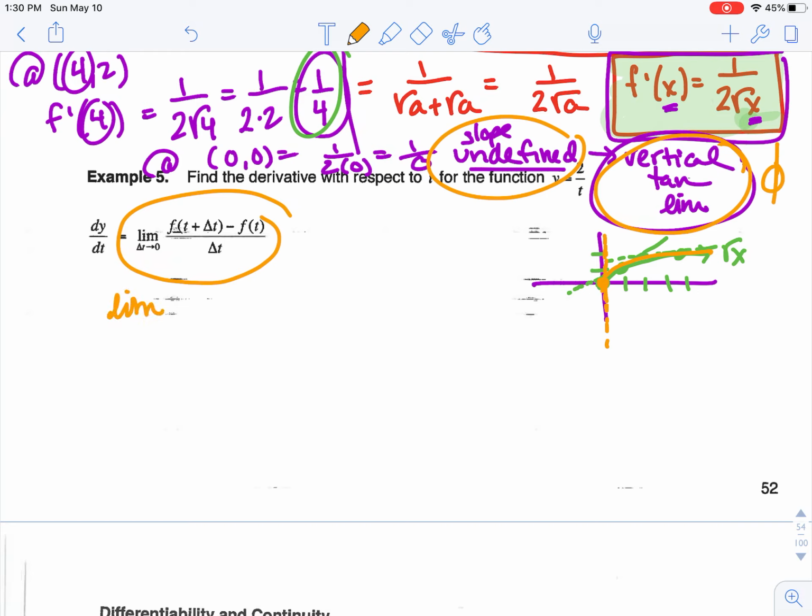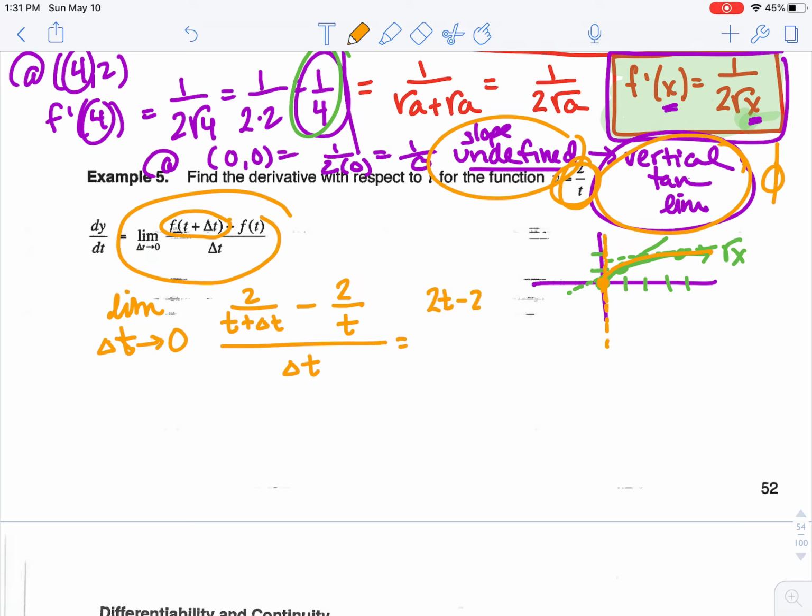So let's start. We're going to do the limit as delta t approaches 0. So f of t plus delta t. For my equation up here, I have to plug in t plus delta t minus f of t, which is just 2 over t, and it's all over delta t. All right, so I have a complex fraction here that I need to simplify. So however you want to simplify it, I could do this 2t minus 2 times t plus delta t all over t plus delta t times t. And then I'm multiplying by the reciprocal of that.